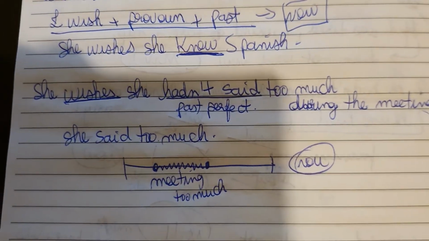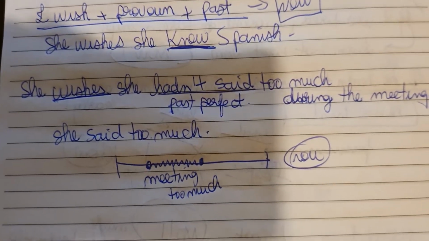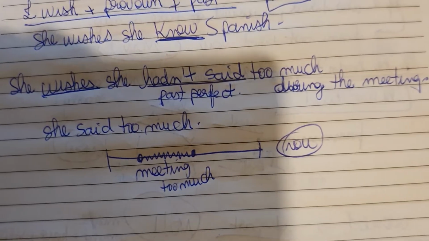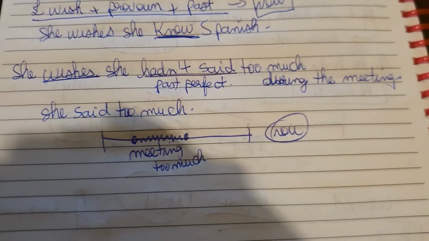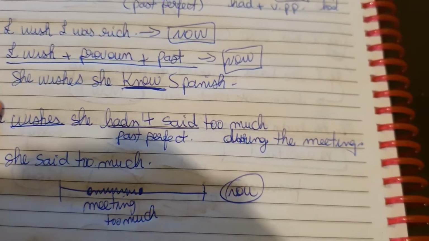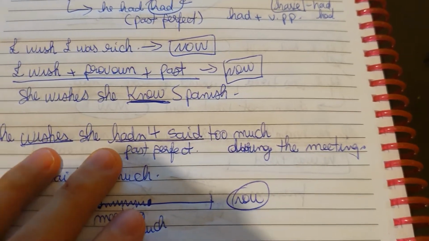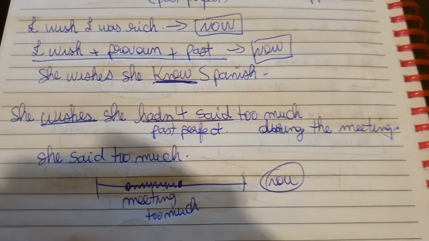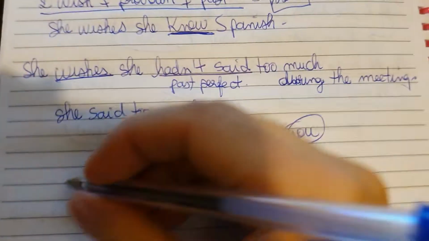Somebody asked her something, or she wanted to express her opinion, how can I say, she wants to emphasize that she was right about something, but she said too much, okay? She oversaid, okay? So she said too much. So she wishes she hadn't said too much during the meeting. It's the past perfect, but it refers to a past situation. Okay? So summarizing what we have seen this lesson.